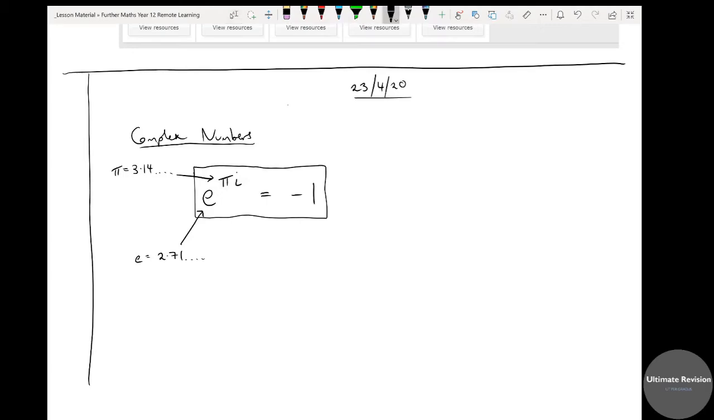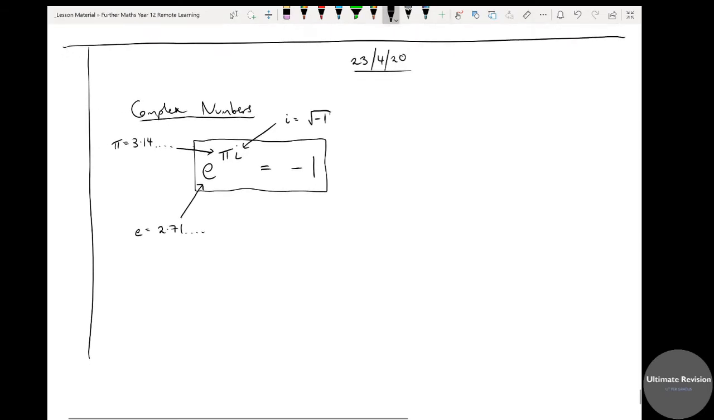Etc. Now i is even weirder. So i is what we're going to look at today, but i is the square root of -1. Now some of you may have seen that, but that really is weird. If you think of a number times itself gives you -1, that's basically what i is, and that's really, really weird to get your head around.